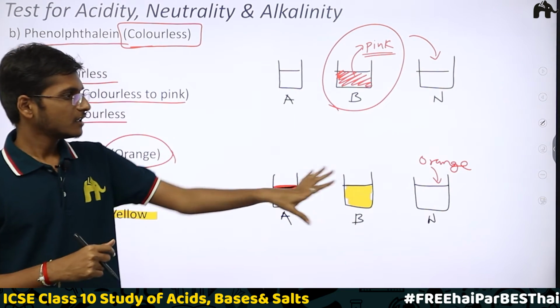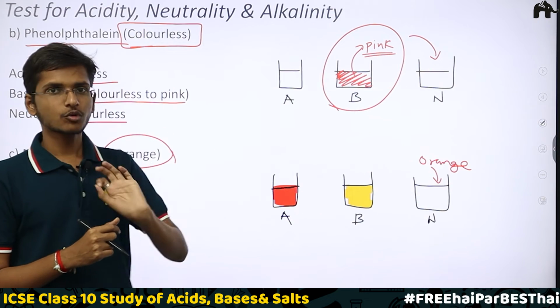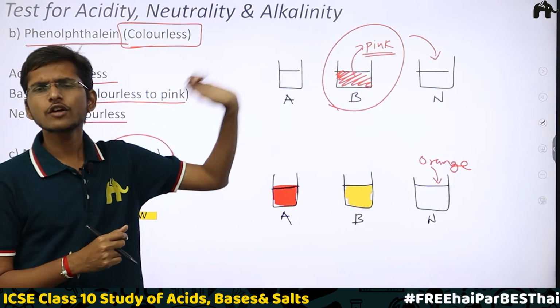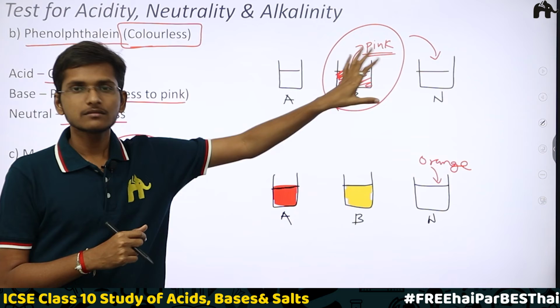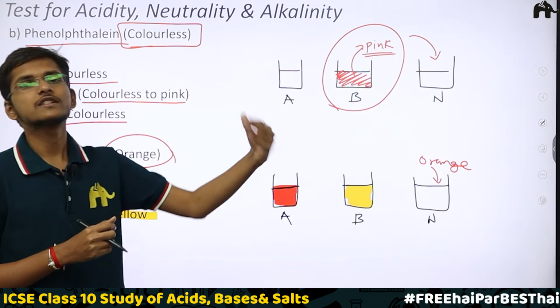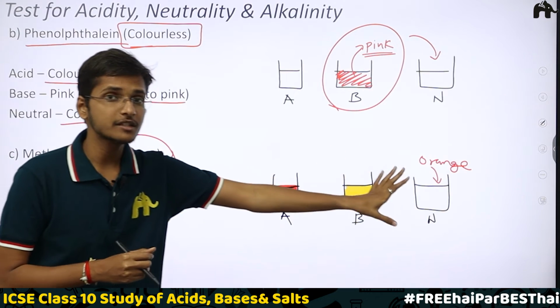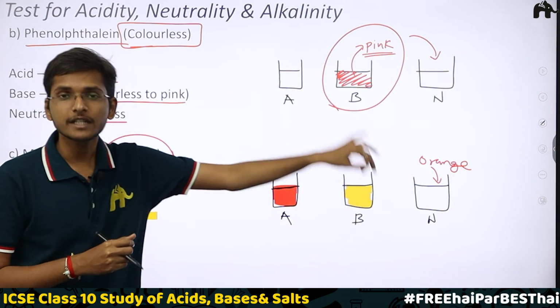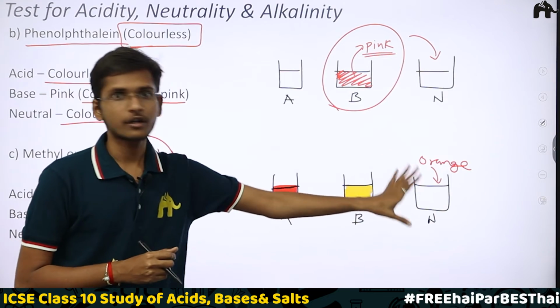And lastly, in case of neutral solutions, same as phenolphthalein, it also doesn't show any change in the color. So the orange color of the methyl orange indicator also doesn't change. So that means that when we add methyl orange into our neutral solution, it would become orange.